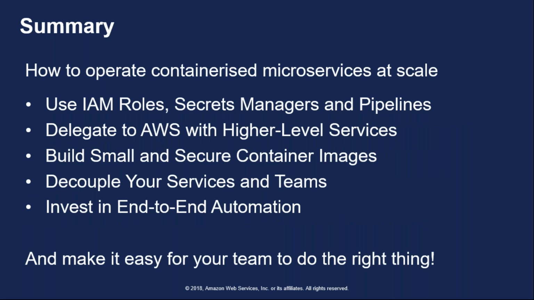So in summary, how to operate containerized microservices at scale. Use IAM roles. You can use secret managers like the recently released Secrets Manager, or Parameter Store from SSM, or you can use HashiCorp's Vault, but you must use a secret manager to manage your secrets. Delegate to AWS for higher level services. You don't have to reinvent the wheel. Offload tasks which are not directly related to your core business logic to AWS.